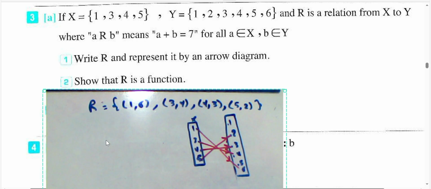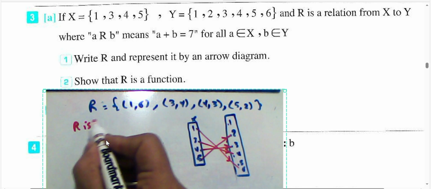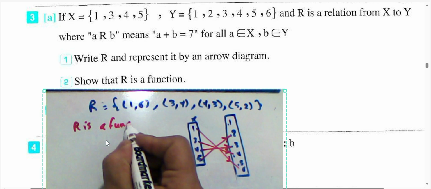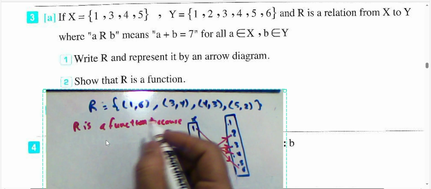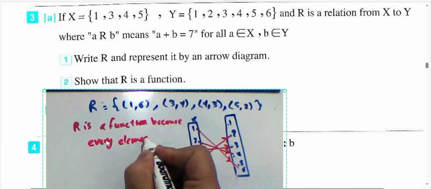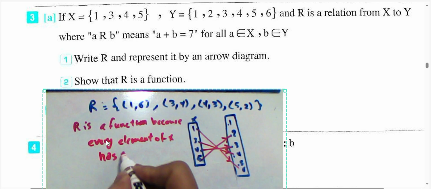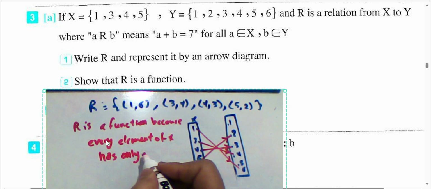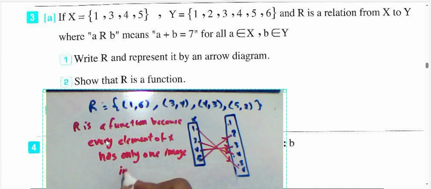Then show that r is a function. Yes, r here is a function because every element of x has only one image in y. Right here, r is a function because every element of x has only one image in y.